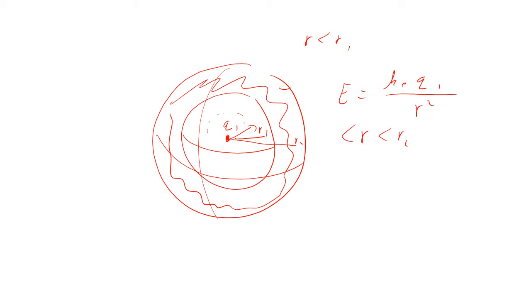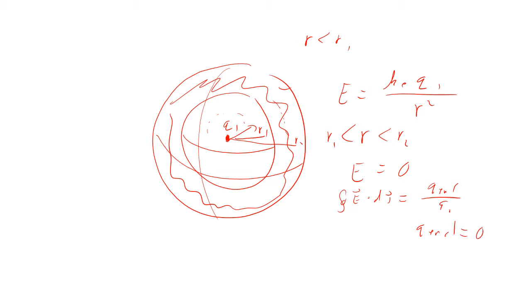Okay, so what about R between R2 and R1? Electric field is zero. Why is the electric field zero? The electric field is zero because it's inside a conductor. But the integral of E dot dS is enclosed charge over epsilon naught. So what does that mean? It means the enclosed charge is zero.